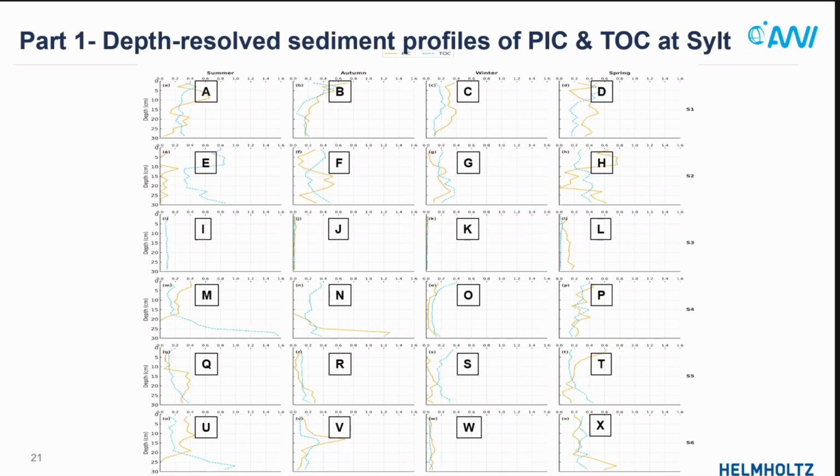the organic carbon peaks at the surface during spring. If you see the four seasons, summer, autumn, winter, and spring, and all six habitats, we see that during spring the surface layer has an increased amount of organic carbon, which readily declines with increasing depth, which indicates oxygenated sediment, which is quite normal in intertidal habitats.